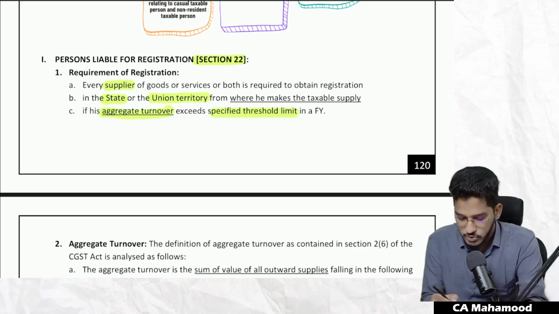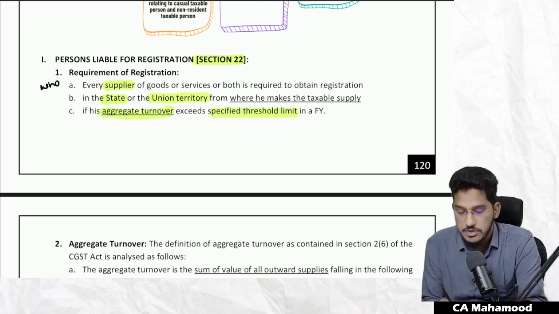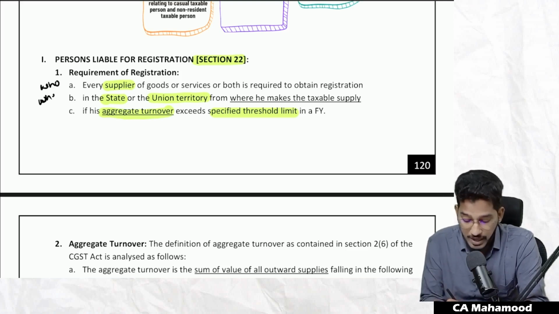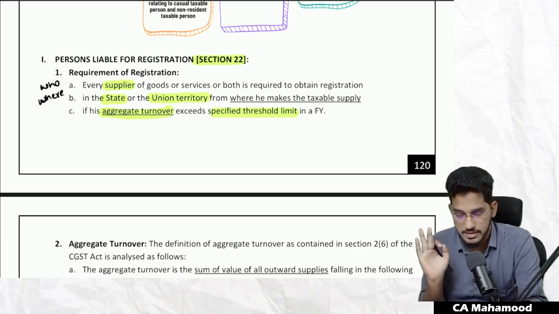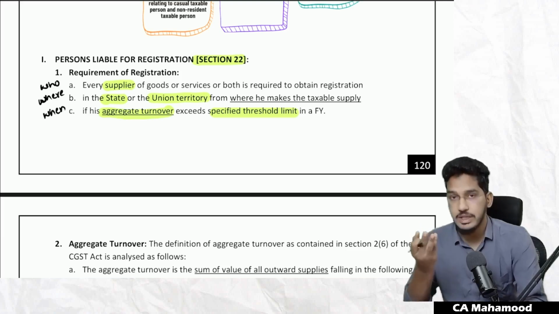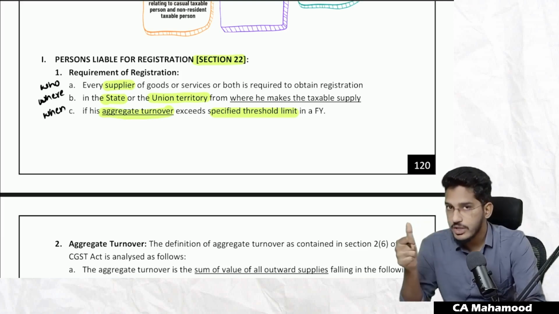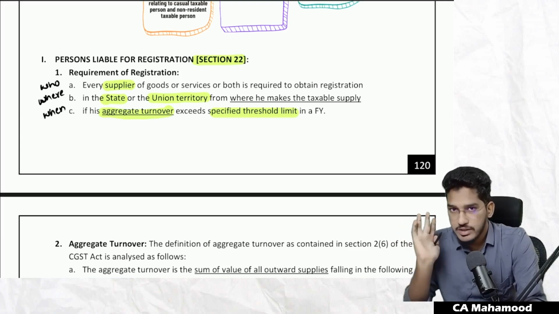So if you see here, this paragraph addresses 3 points. The first talks about who is required to take registration: the supplier. The next point talks about where they have to take registration: in the respective state or union territory from where you are making taxable supply. The third point addresses when they are required to take the registration.